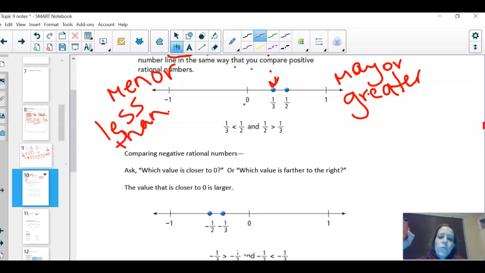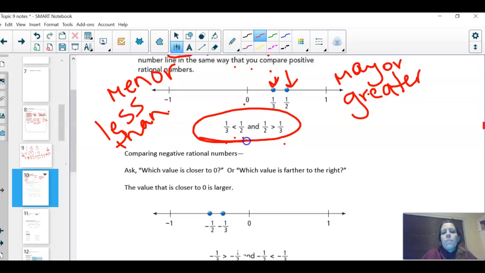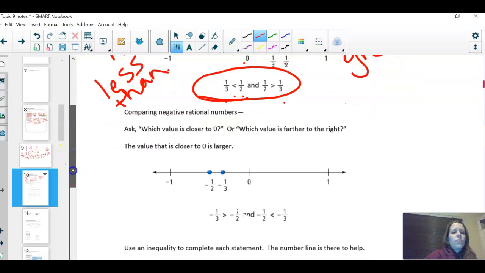1/3, un tercio, is a la izquierda. It's on the left of 1/2. So 1/3 is less than 1/2. 1/2 is greater than 1/3. Okay, these are all positive. 1/2 is on the right of 1/3. Okay, un medio es a la derecha de un tercio.